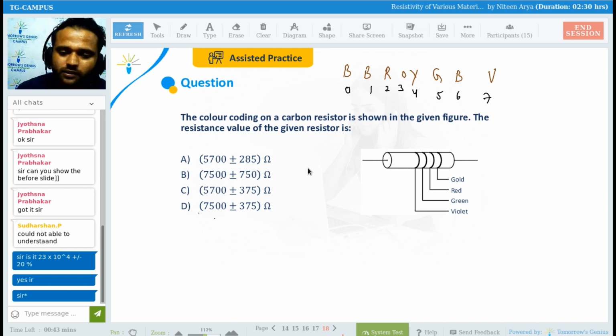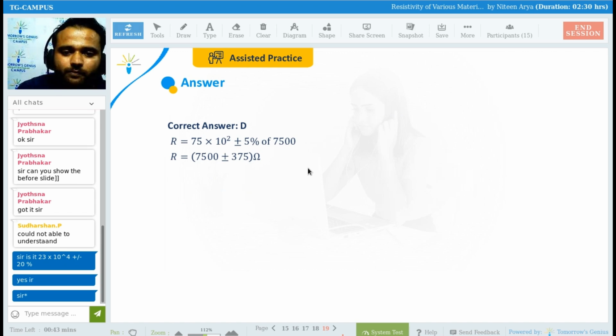Let's see that. Okay, 75 into 10 to the power 2. Yes, beta, I got it. So plus minus 5% tolerance of 7500. That is the major thing you need to tell. 5% tolerance of what? 5% tolerance of this.